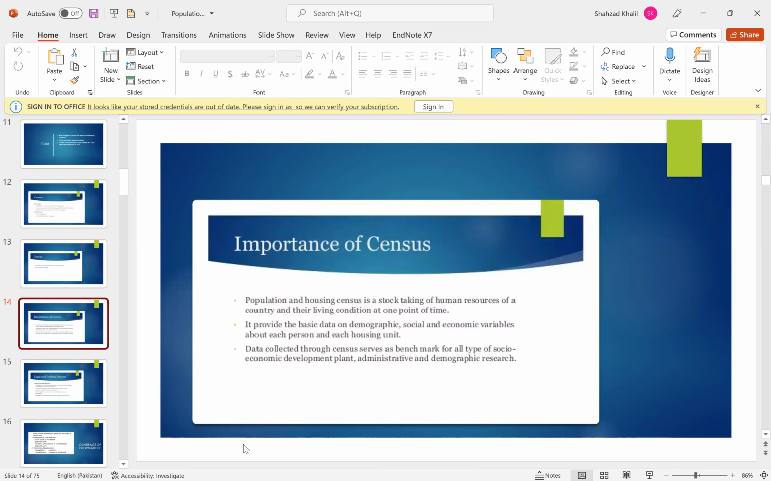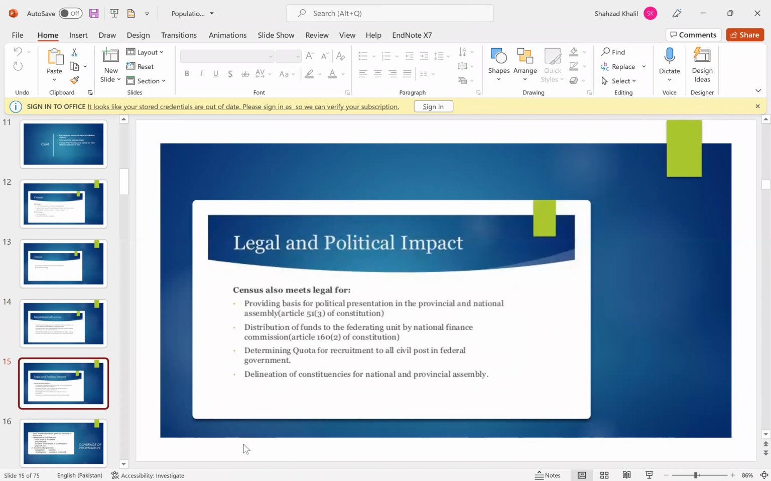Importance of census. Population and housing census is stock taking of the human resources of a country and their living conditions at one point of time. It provides the basic data on demographic, social, and economic variables about each person and each housing unit. Data collected through census serves as a benchmark for all types of socioeconomic development plans, administrative and demographic research.